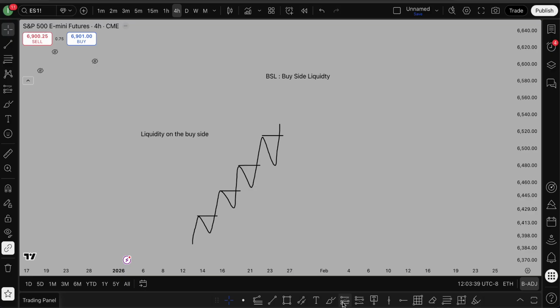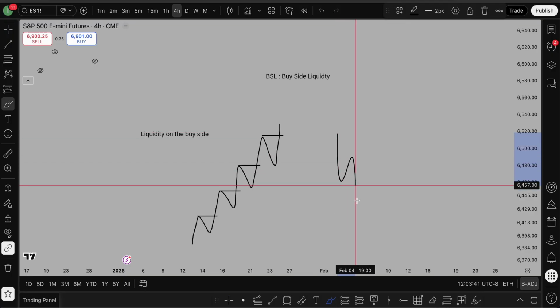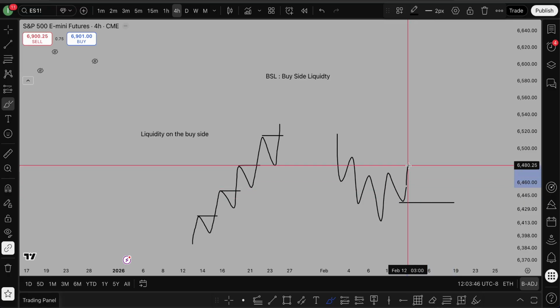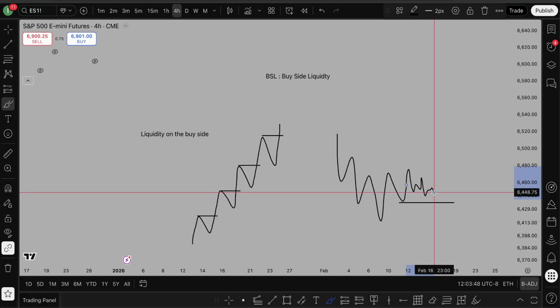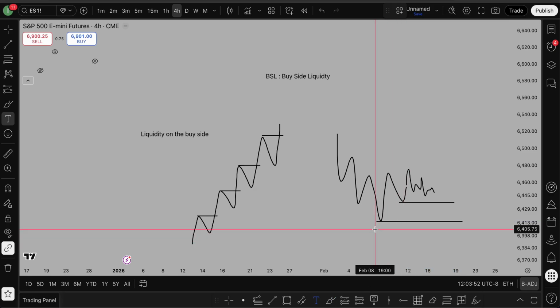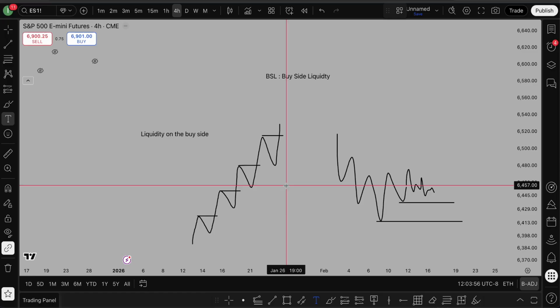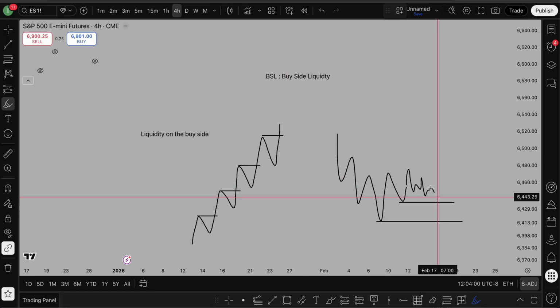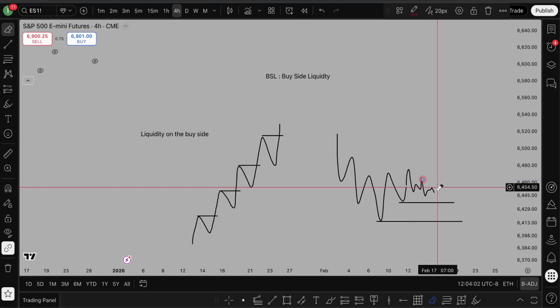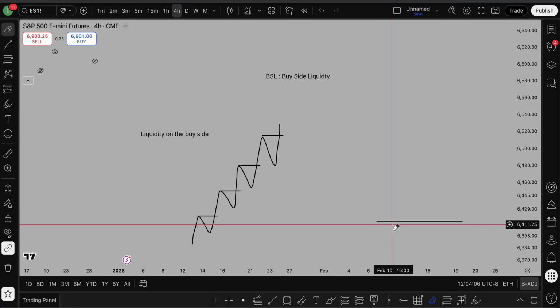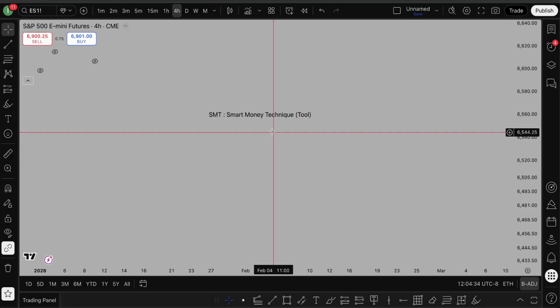Same thing with sell side liquidity. If we have lows here, and let's say we're doing this, this would be our sell side liquidity, because we did it when we were selling. So I hope that makes sense. That's pretty simple. That's how I like to think of those definitions. But we will move on to the next term.